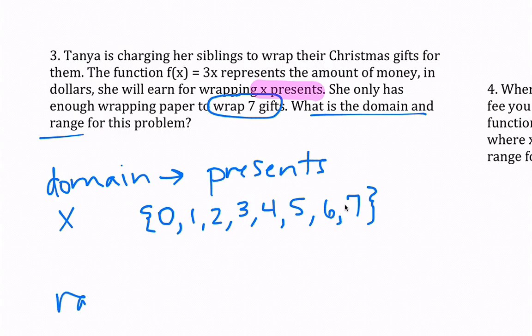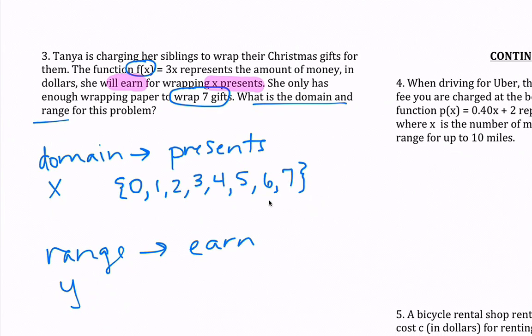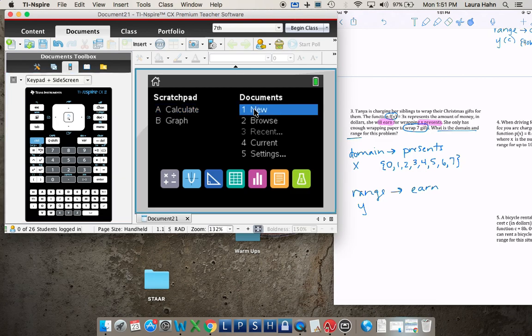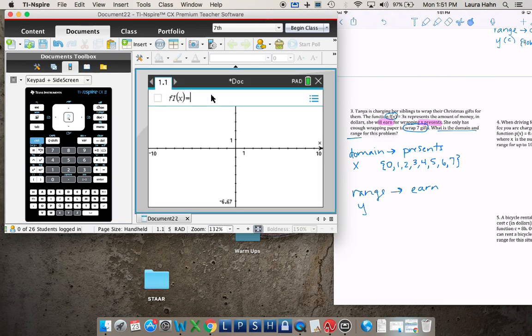All right, now let's talk about range, which is our Y. Remember, this guy means Y. And I know her Y is talking about how much money she will earn. So I know she's going to earn money for each gift that she wraps. So to figure out how much money she's going to earn, I'm going to graph this equation that it gave me and use my table. All right, so the equation it gave me was 3x. I'm going to graph that.